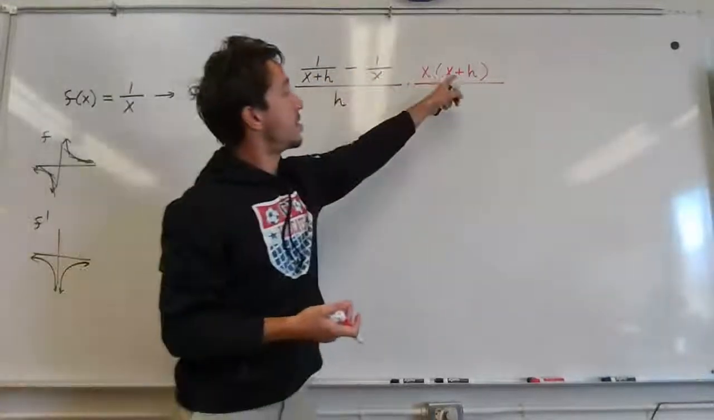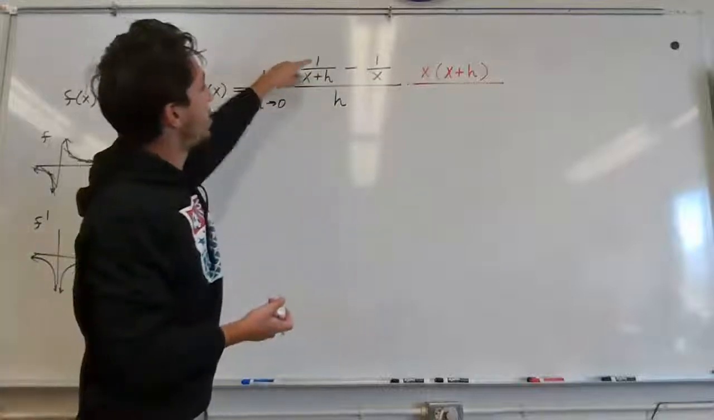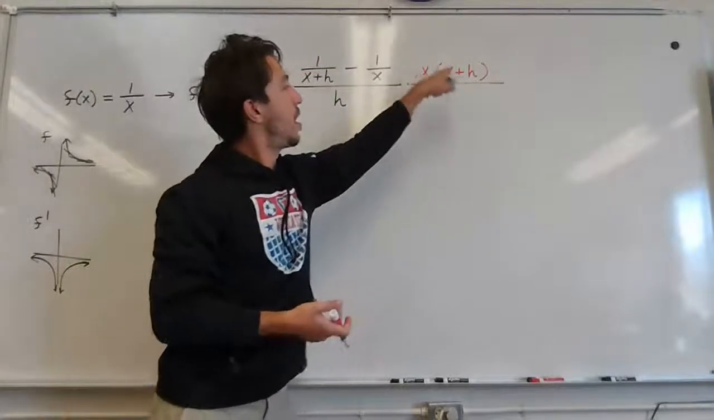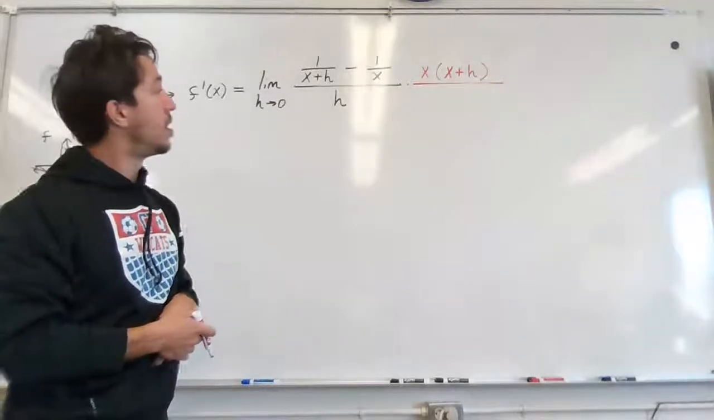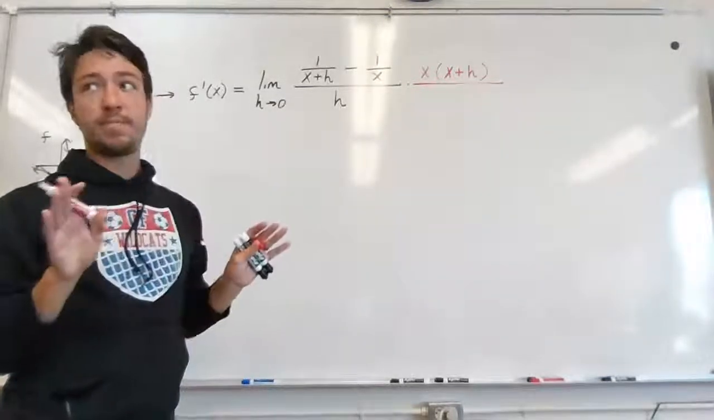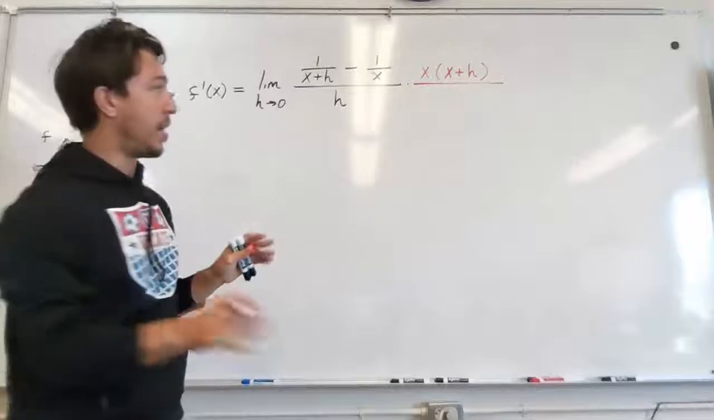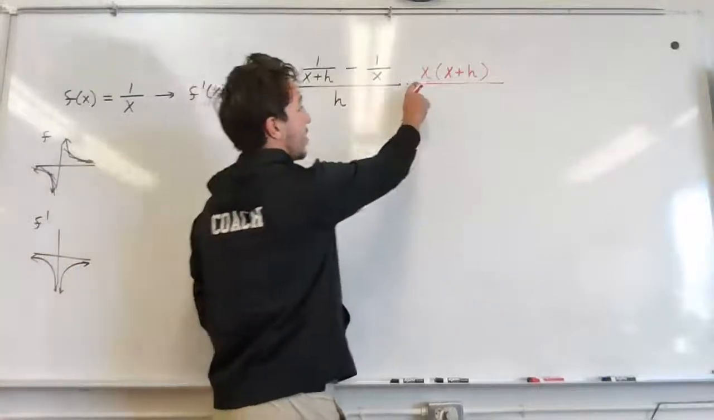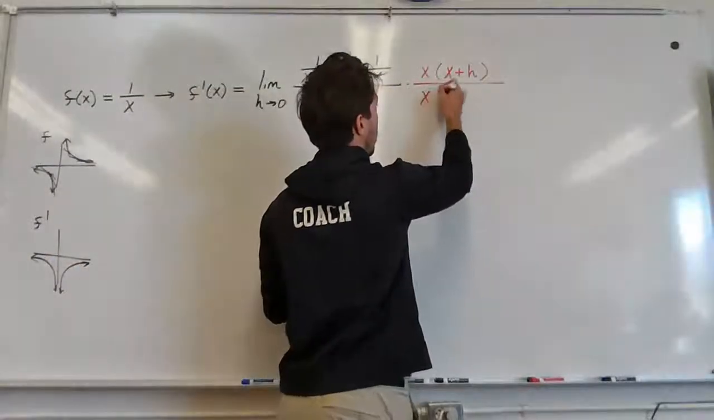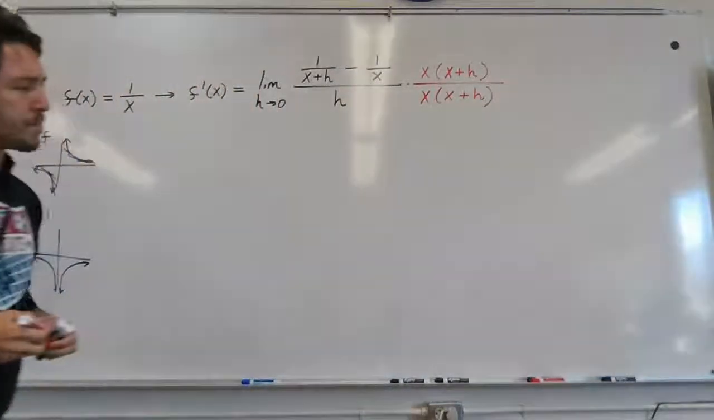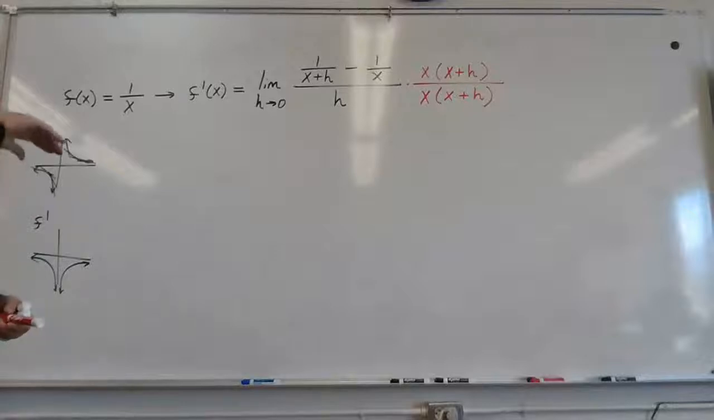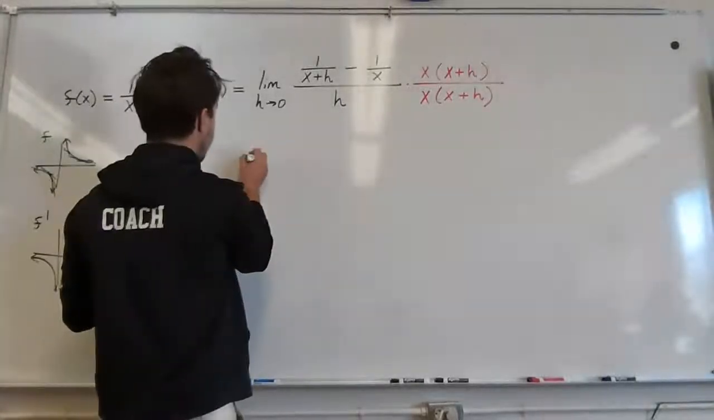This times this, what are you going to get when you go this times this? What's left over? x would be left over, right? And now they're going to get x plus h. Very good. Are we okay with that? Yes. Okay, now, I can't just multiply this thing by this. You have to multiply over it. It has to be 1. So this red thing that I'm writing has to be equal to 1. So let's do it.